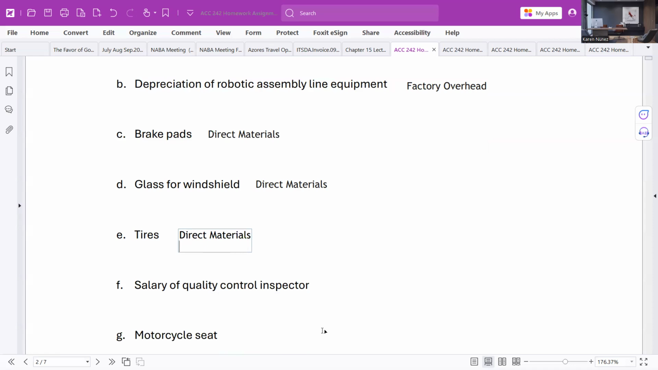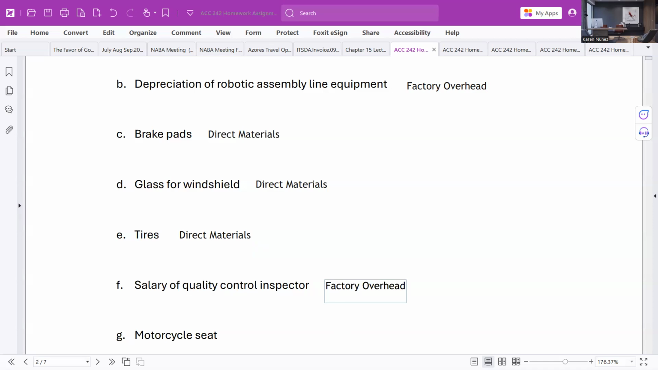They're involved in manufacturing, but the quality control inspector is not touch labor, right? They're there testing and supervising the quality, inspecting, but they're not assembling the product. They're not touching the product during that manufacturing process. So it's not direct materials, it's not direct labor. That is factory overhead.